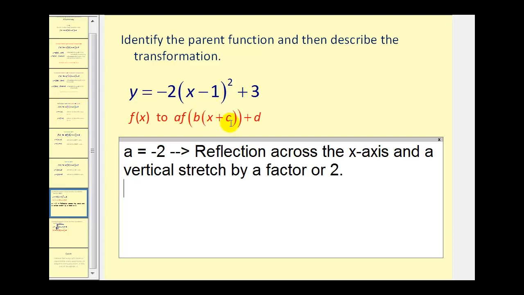C would be negative 1. Remember, c shifts the graph left and right. Because it's x minus 1, this would be a shift right 1 unit. And then lastly, d is equal to positive 3. This would produce a shift up of 3 units.